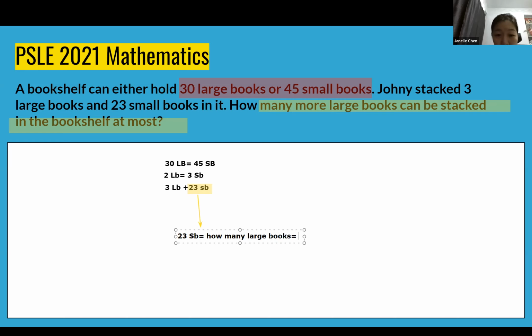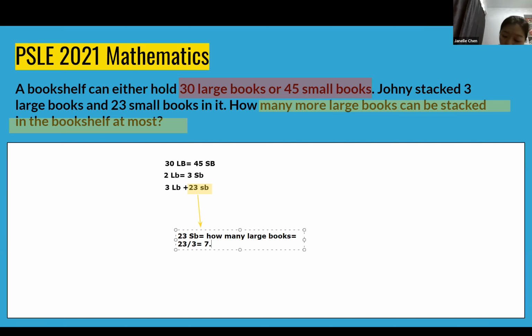So we know that the relationship between the small book and large book is that I need to see what I get if I divide 23 by 3. But I know 23 cannot be divided by 3 exactly. So if I have 23 divided by 3, the highest amount that I can go to is 7, because I cannot put half a book in. It's either I put in 8 books or 7 books, but I can't fit in 8 books because I will have 7 point something.